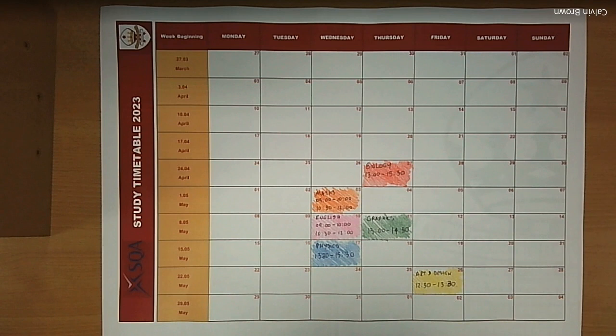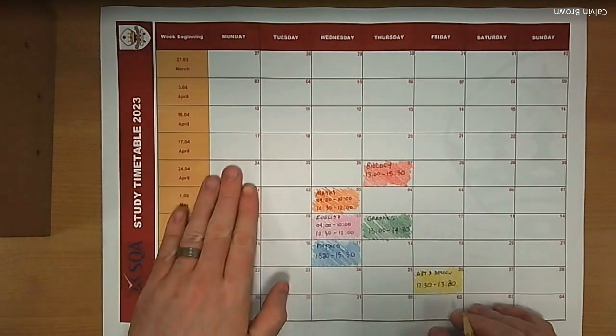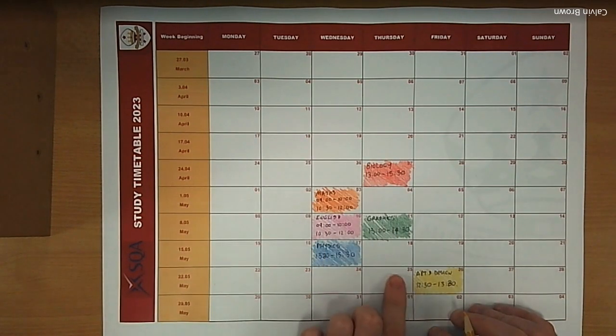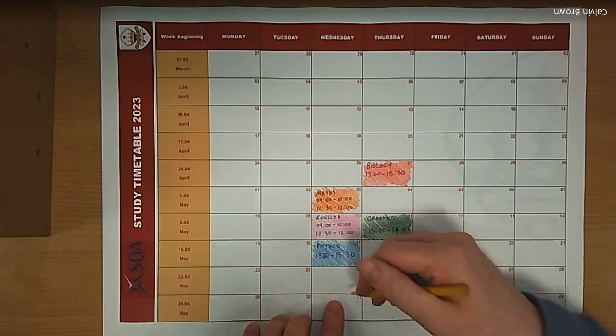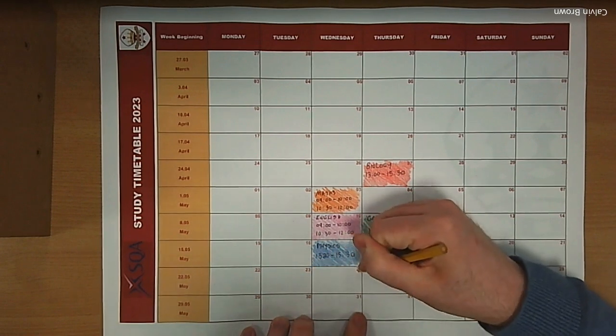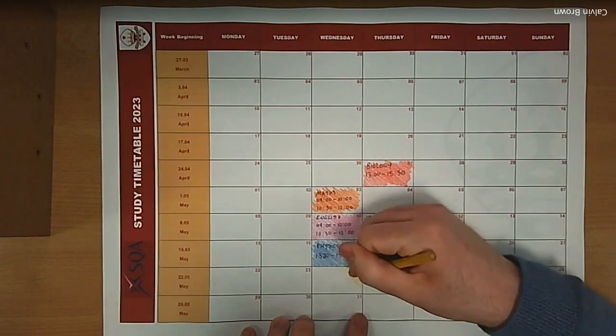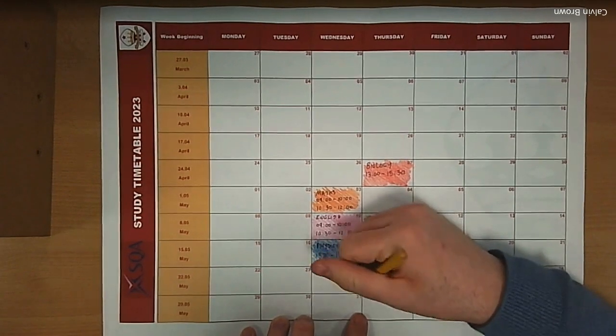To start planning revision, we will work backwards from our final exam. Our final exam is our art exam on the 26th of May. The night before my art exam, I will rest as all of my revision will be done prior to this. It's important to rest and to avoid cramming at the last minute. On the 24th of May, I am going to revise art and design. I will also do this on the 23rd.